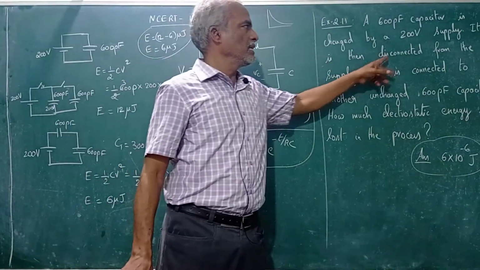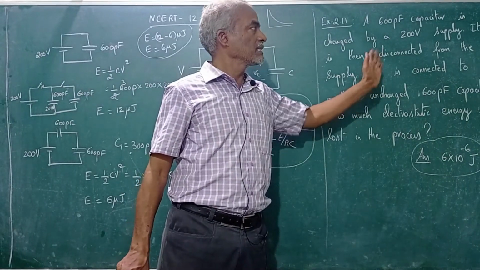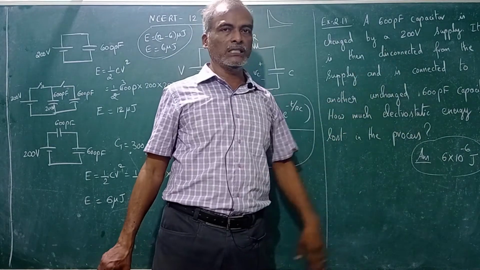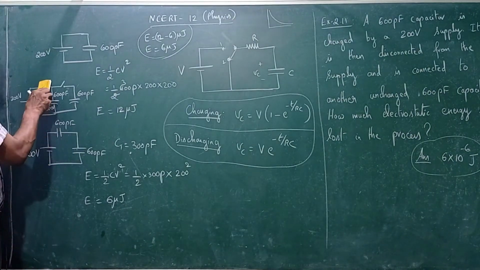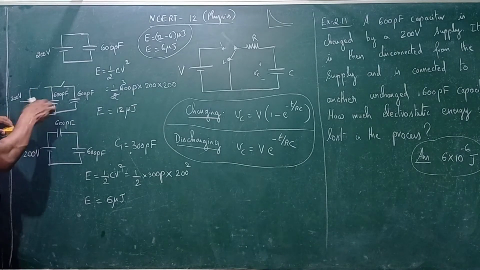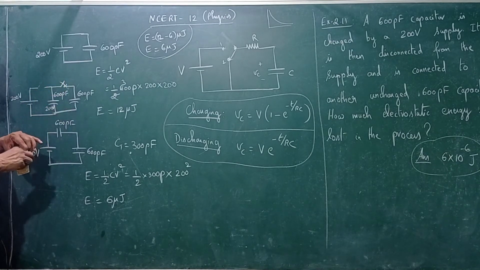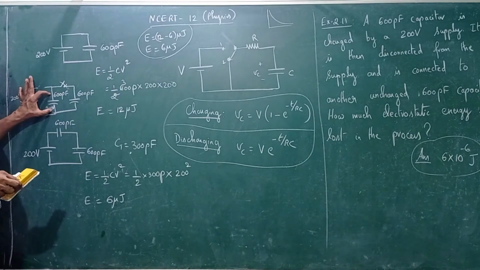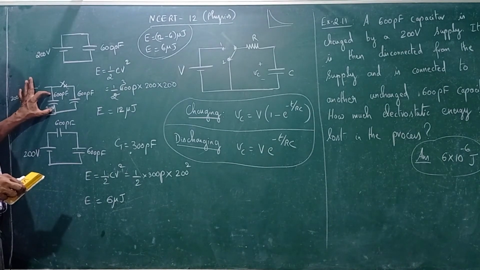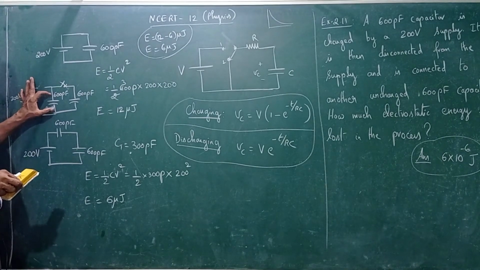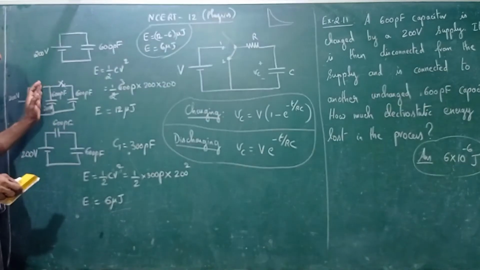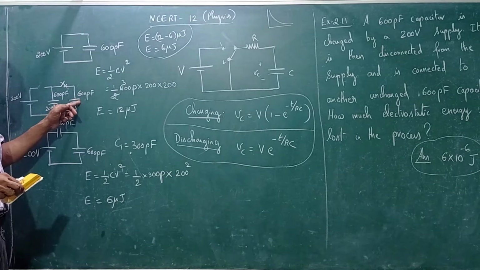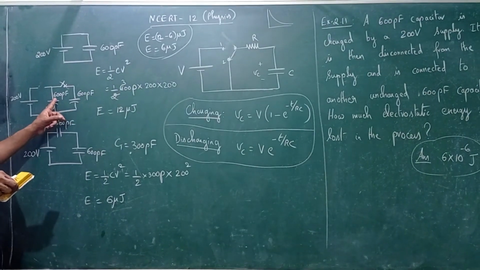Next, it is disconnected from the supply and is connected to another uncharged 600 picofarad capacitor. That means this switch is disconnected, and this switch is connected. That means you have a 200 volts supply across the capacitor, and the capacitance value itself is 600 picofarad, and you are connecting an external 600 picofarad. That means these two capacitances come in series.